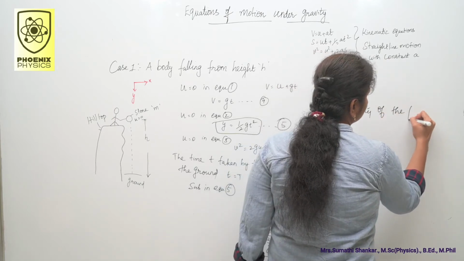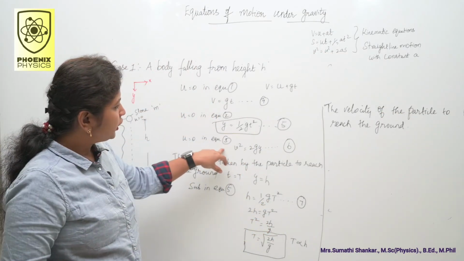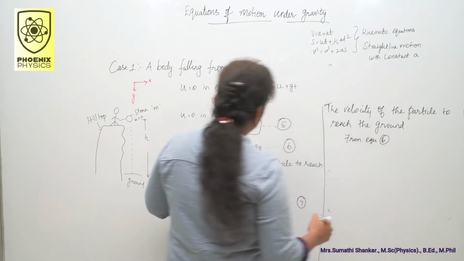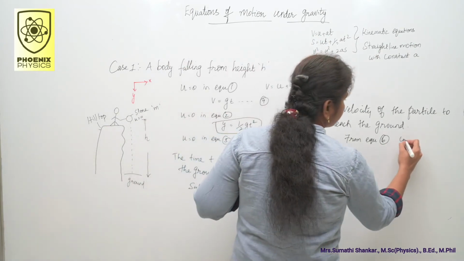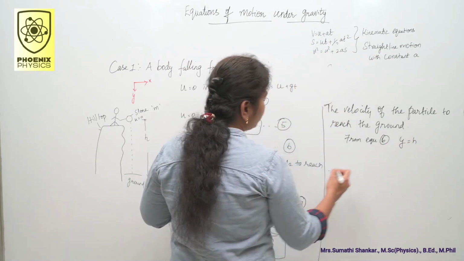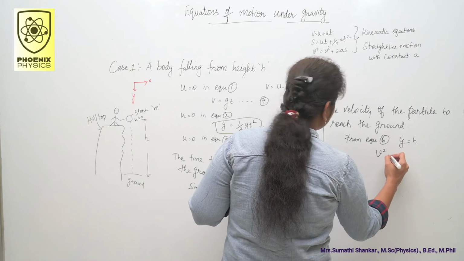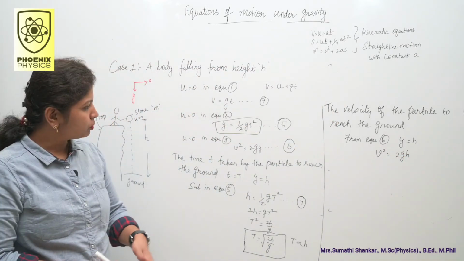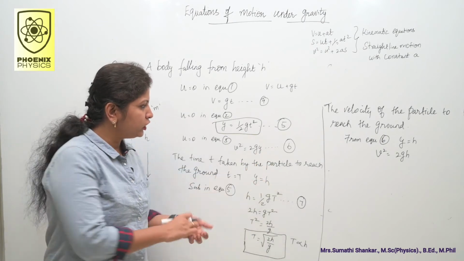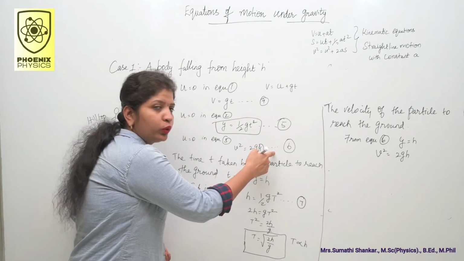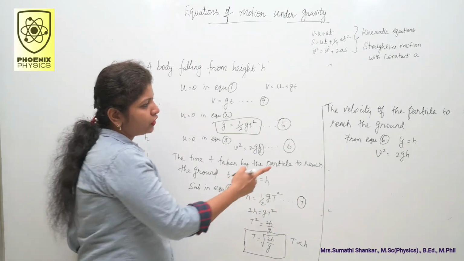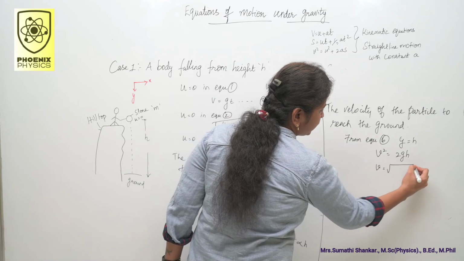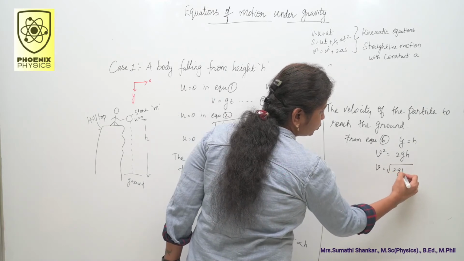Next we are going to calculate the velocity of the particle to reach the ground. Consider equation 6. From equation 6, instead of y, you can substitute h. So how do you write equation 6? v square is equal to 2gh. I am just substituting h instead of y in equation 6. So v square is equal to 2gh. Then what is v? v is equal to square root of 2gh.